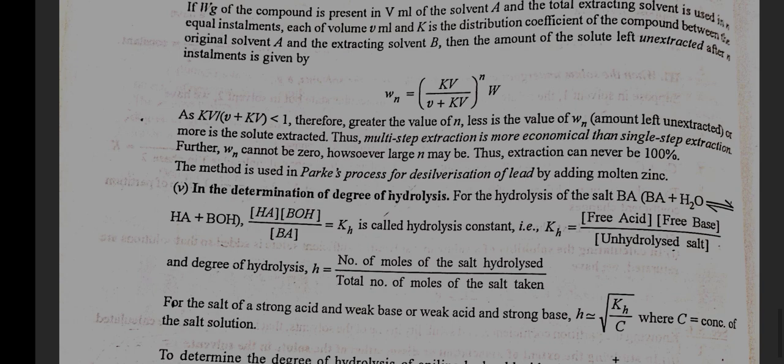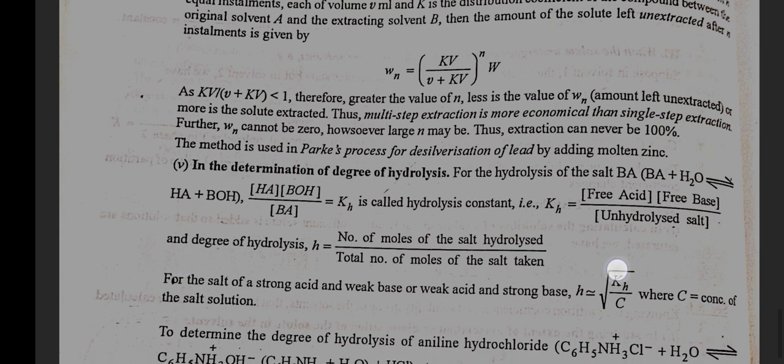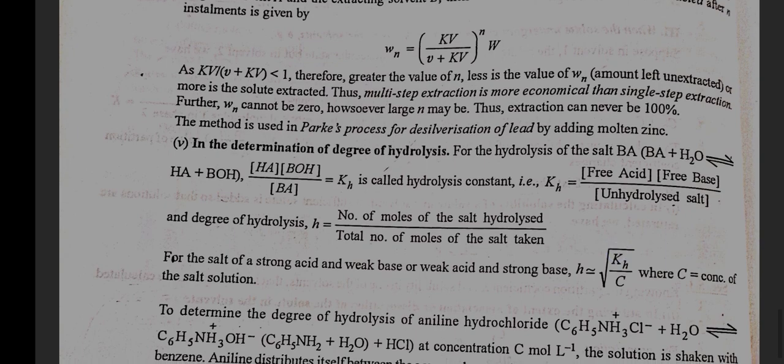Therefore, the greater the value of n, the less is the value of Wn and more is the solute extracted. Thus, multi-step extraction is more economical than single-step extraction. Further, Wn cannot be zero, howsoever large n may be. Thus, extraction can never be 100%. This method is used in Parke's process for desilverization of lead by adding molten zinc.